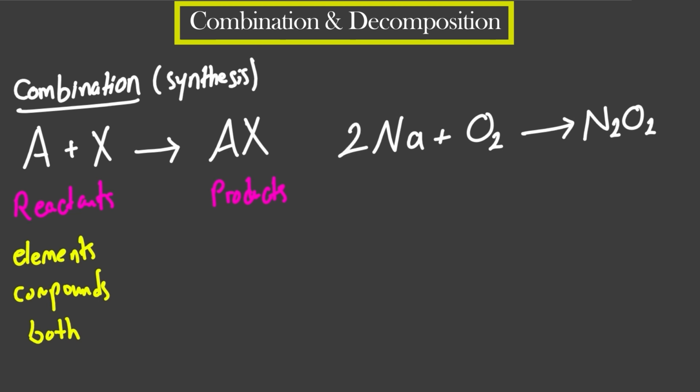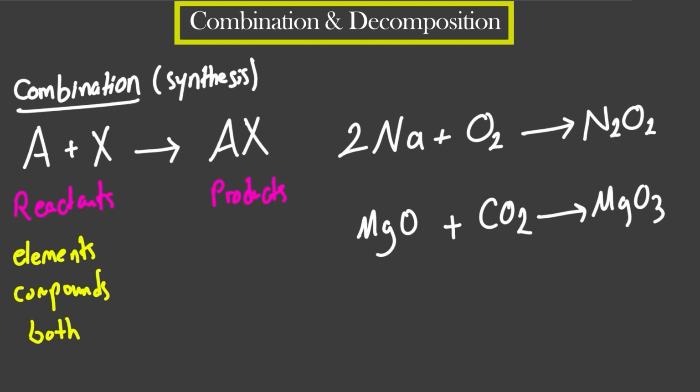Now, let's have another example, which involves compounds as the reactants. The formation of magnesium carbonate by reacting magnesium oxide and carbon dioxide is another form of combination reaction, which involves compounds as the reactants. And if you take a look at this reaction, it's already balanced.